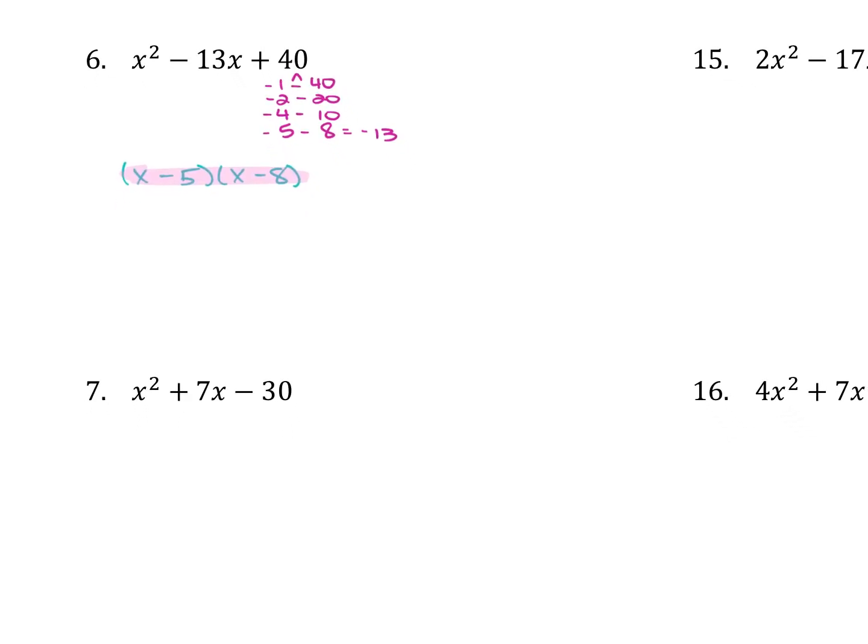For number 7, you have x squared plus 7x minus 30. So your factors of 30 are 1 and 30, 2 and 15, 3 and 10, 5 and 6. The 7 that you have, that's your b term, is positive. So that means the bigger number out of your two factors is going to be positive, and the smaller one is going to be negative. You're looking for a positive 7. That negative 3 plus 10, or 10 minus 3, gives you a positive 7. So this is going to be x minus 3 times x plus 10.